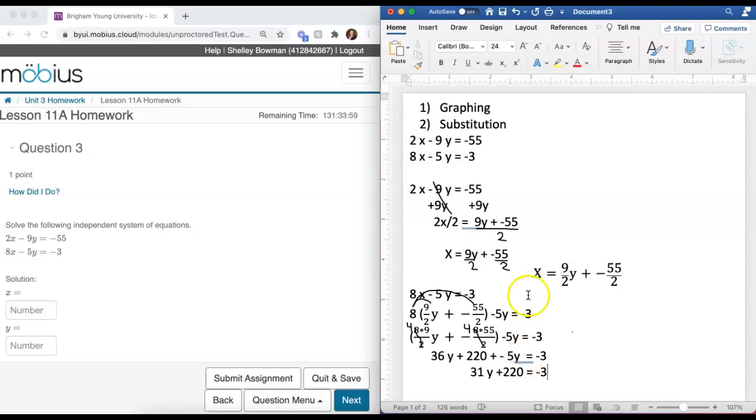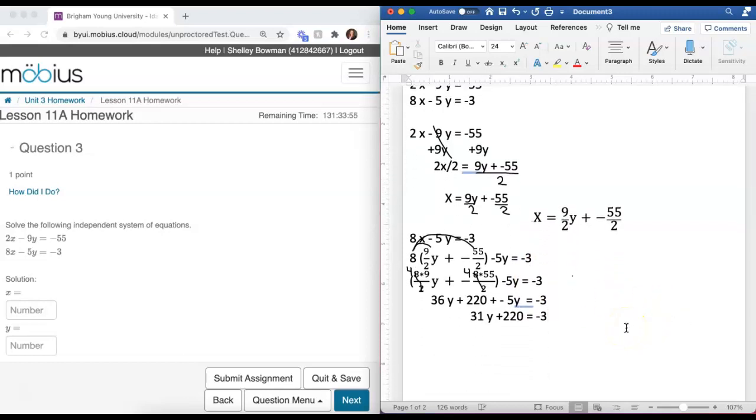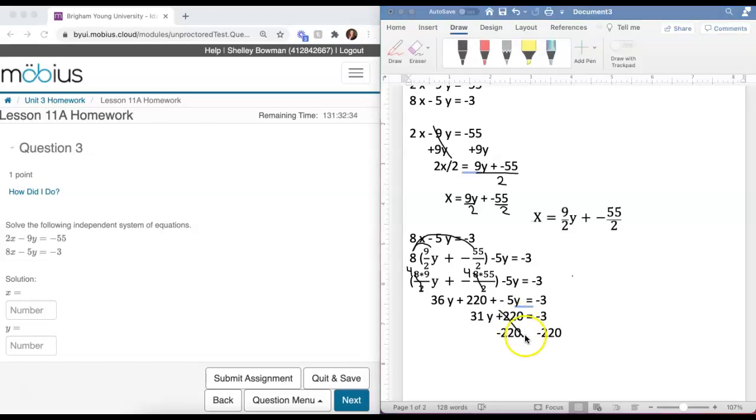-3. Okay, continuing solving for y, I need to subtract the 220 from both sides. So I'm going to show that here, minus 220, and on the left side, minus 220, which cancels out, except I've just realized I missed my negative sign here. I apologize for that, so we're going to make this a subtraction sign, which means I'm not subtracting. I will be adding 220 to both sides.